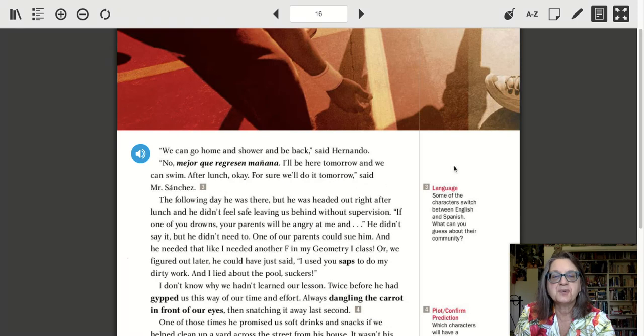Okay, number 3, let's look at this language. Some of the characters switch between English and Spanish. So what can you guess about their community? Do you switch between your home language and English? Communities that do that, English is probably not their first language.